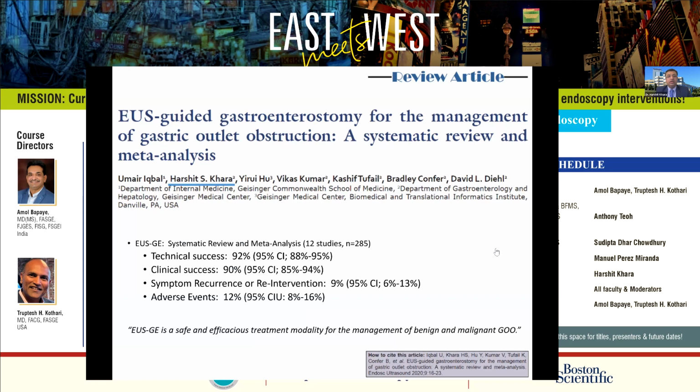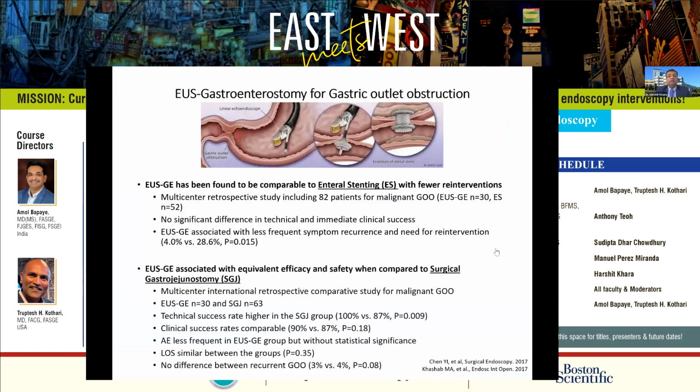So we did a review and a meta-analysis showing the technical feasibility and the clinical success of this procedure with an adverse event rate comparable to many of our interventional endoscopy procedures. And the literature has shown that EUS-GE is comparable to enteral stenting with a lower rate of reintervention, which makes sense because we're not traversing through the tumor or the obstruction. So there is less chance of stent occlusion or tumor ingrowth. And it is equivalent and safe when compared to surgical GJ as well.